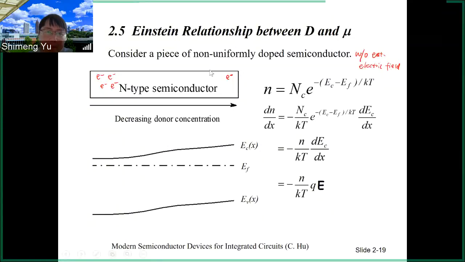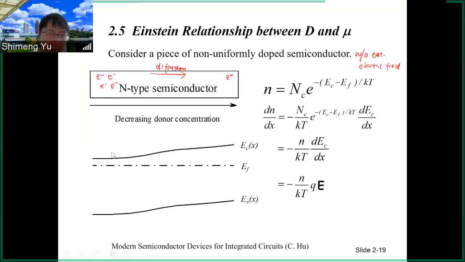Okay. First of all, we have the non-uniform doping, and you have more electrons to the left, less electrons to the right. So what we just discussed, there will be diffusion, right? So the diffusion will make the electron move from the left to the right.